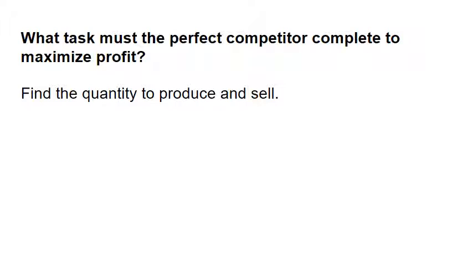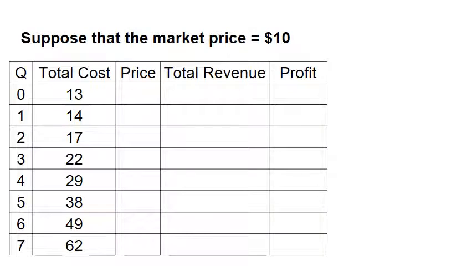Since the market sets the price, the firm's task is to find the quantity to produce and sell. Let's find the quantity that maximizes profit when a perfect competitor faces the total cost described in the table below, and the market price is $10.